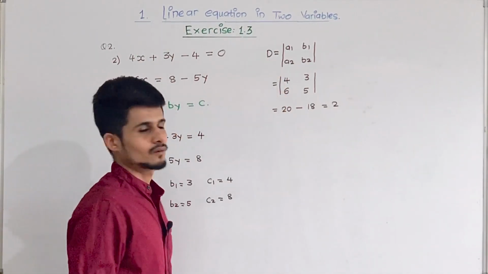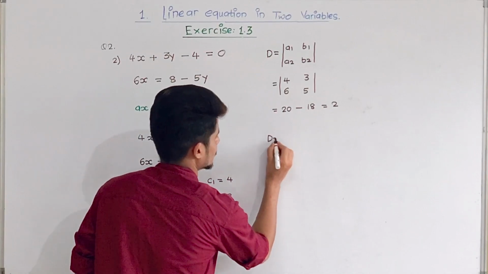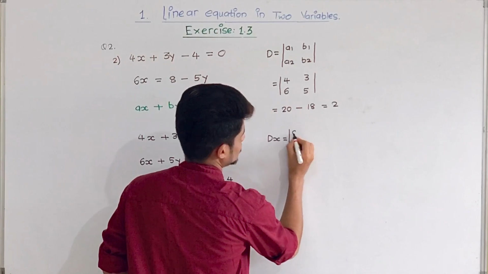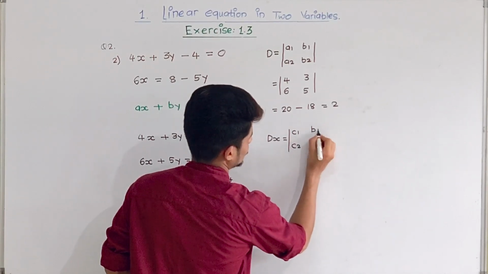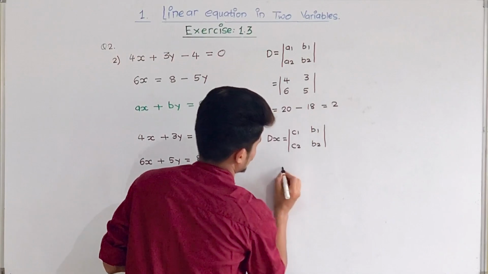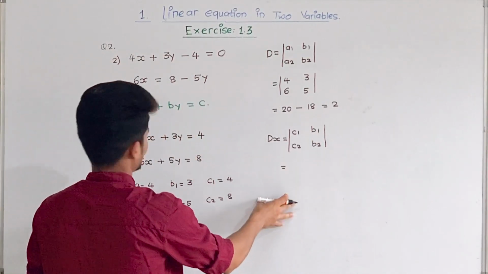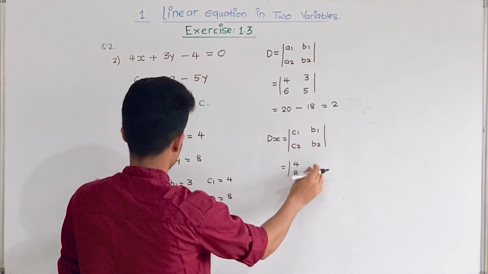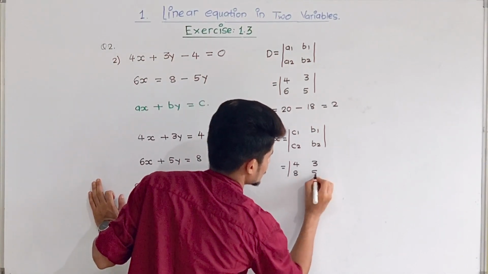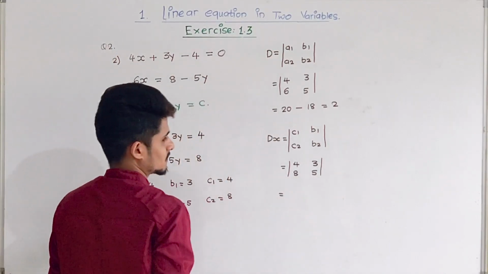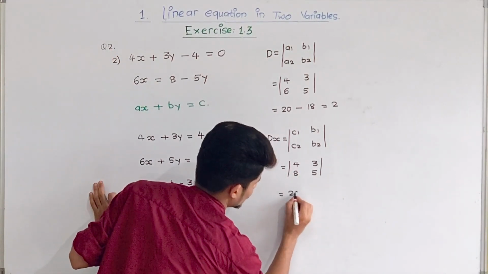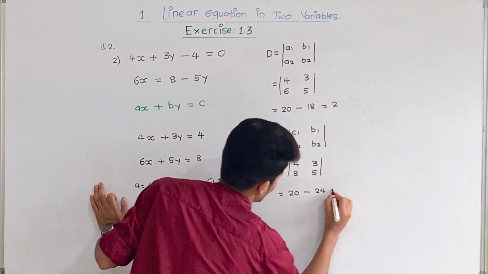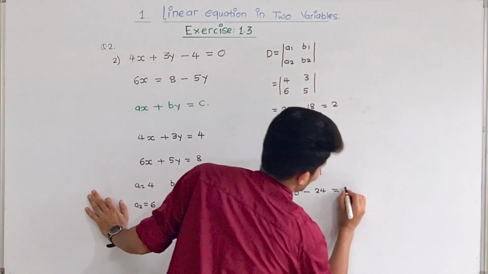Similarly, we'll find the value of dx, that is determinant of x. So the numbers will be in the form of c1, c2, b1, b2. Substitute the values. c1 is 4, c2 is 8, b1 is 3 and b2 is 5. Cross multiply and subtract, that is 5 4s are 20 minus 8 3s are 24. 20 minus 24 is equal to minus 4.